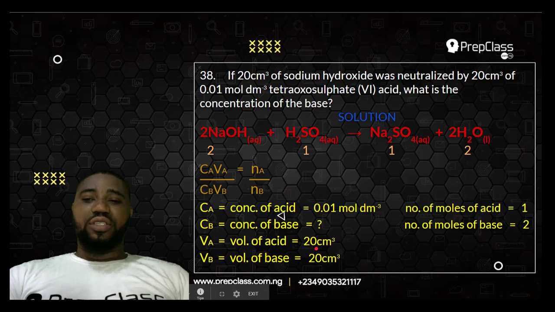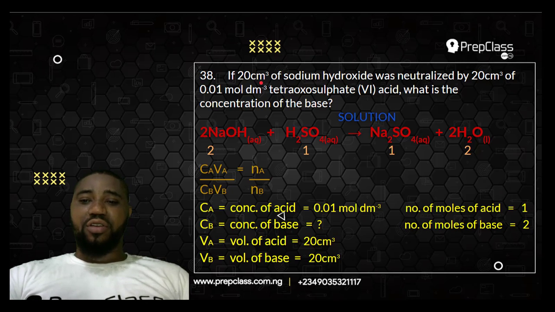Volume of the acid is given as 20 cm cube, which is this. That's the volume of the acid, 20 cm cube. Volume of the base is given as 20 cm cube, which is this 20 cm cube of sodium hydroxide. Now NA over NB, number of moles of acid over number of moles of base, is gotten from the equation of reaction, from the mole ratio, which is 2, 1, 2, 1. The acid is what? 1, and the base is what? 2. So that's number of moles of acid 1, number of moles of base 2.